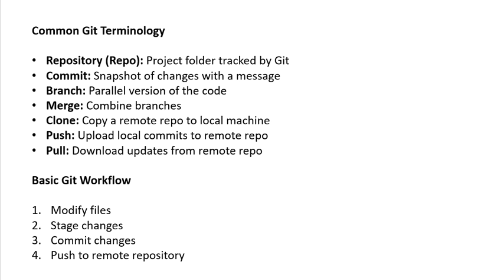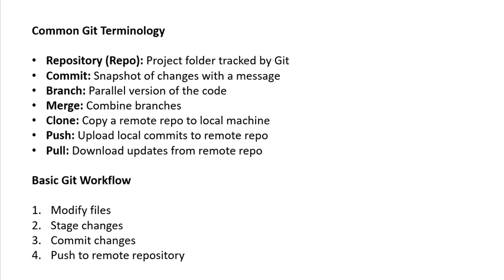Let's check the important Git commands. First is git init, which initializes the repository. git clone <URL> clones the repository. git status checks the file status. git add <file> stages the file, and git add . stages all the changes.